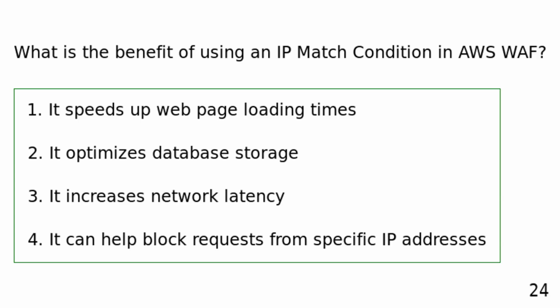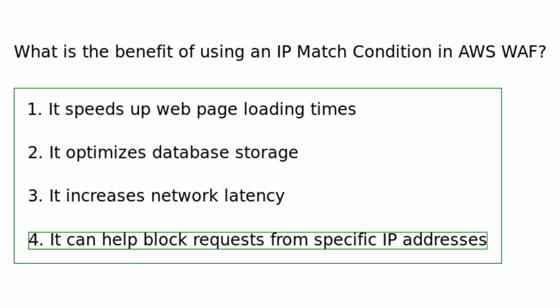What is the benefit of using an IP match condition in AWS WAF? It speeds up web page loading times. It optimizes database storage. It increases network latency. It can help block requests from specific IP addresses. Using an IP match condition in AWS WAF can help block requests from specific IP addresses, providing users with control over which IP addresses can access their web applications.